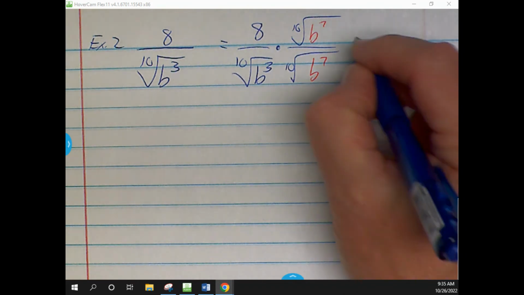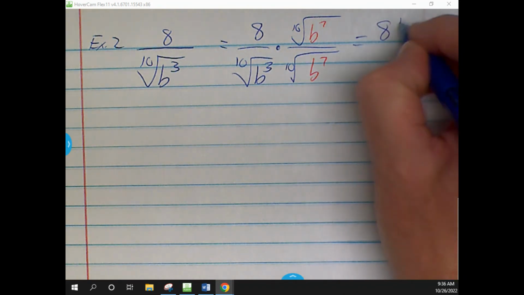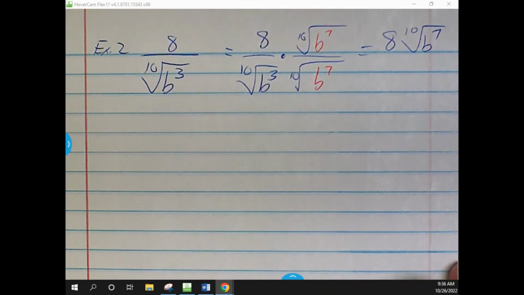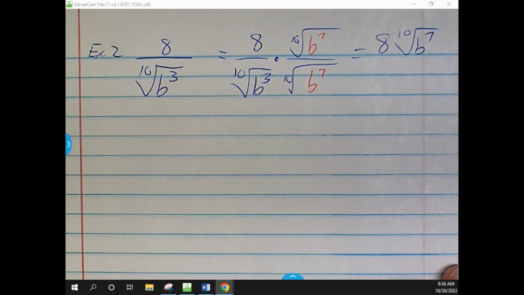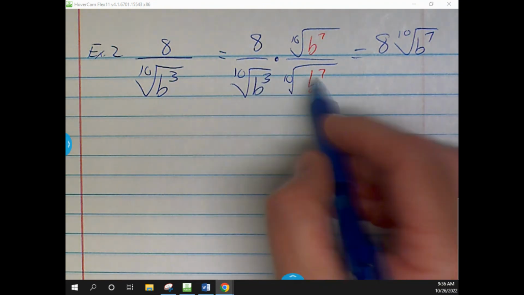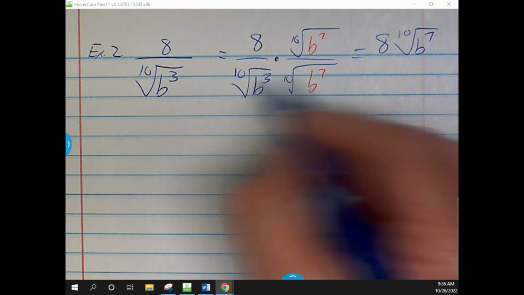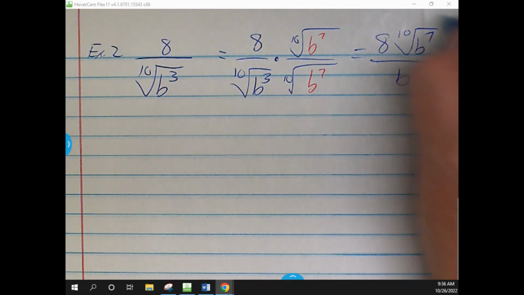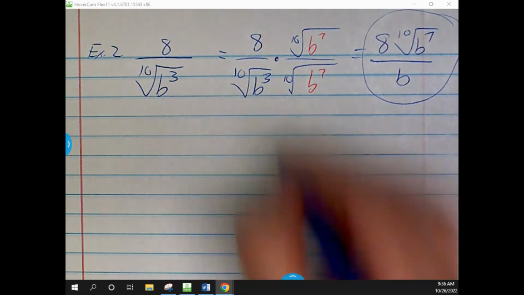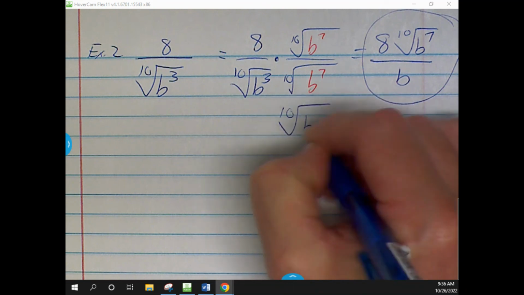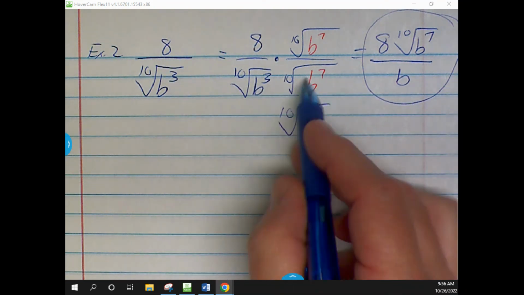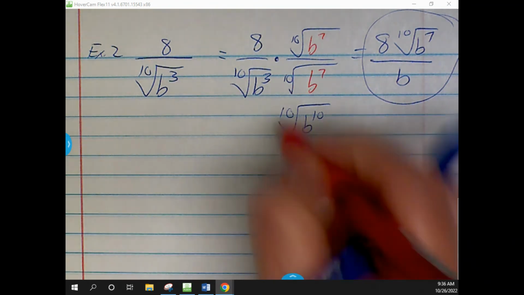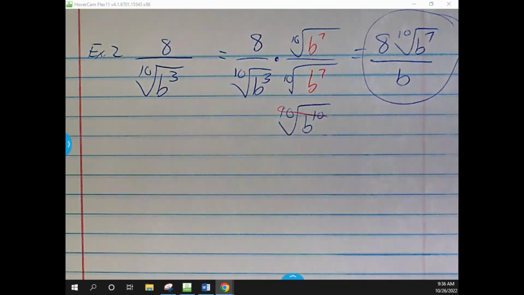All right, and here's where you can kind of save your steps a little bit. Because we've got 8 times the 10th root of b to the 7th. On the bottom, we know this is going to be b to the 10th, and then your 10s would cancel. So it's just going to be b. Because if we put these two things together, that gives us the 10th root of b to the 10th. But again, 10 divided by 10 is just 1. So then we're back to that just being a b.